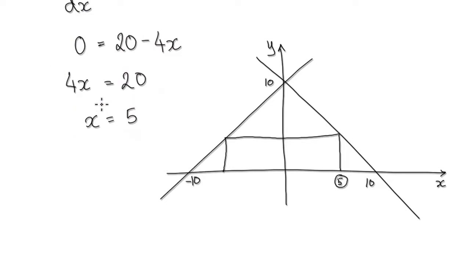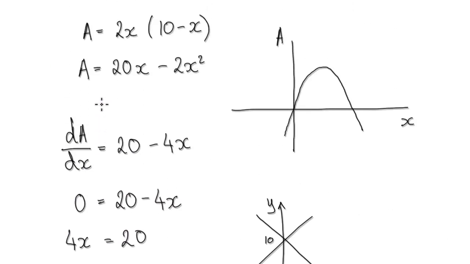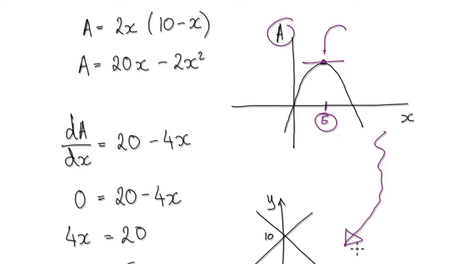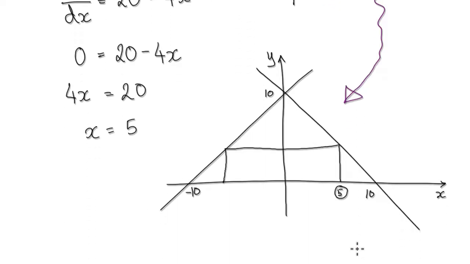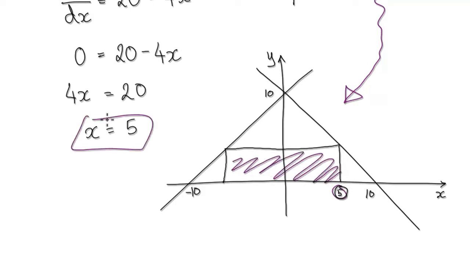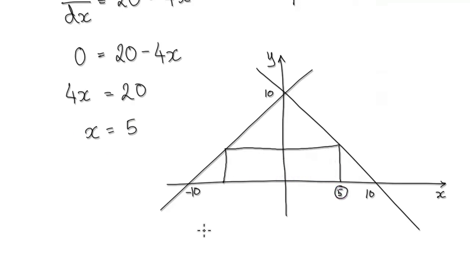What that means is at x equals 5, the gradient will be 0, meaning it will give you the biggest area at x equals 5. Back to our original problem, when x is 5, it will give you the biggest area. So the answer is x equals 5.